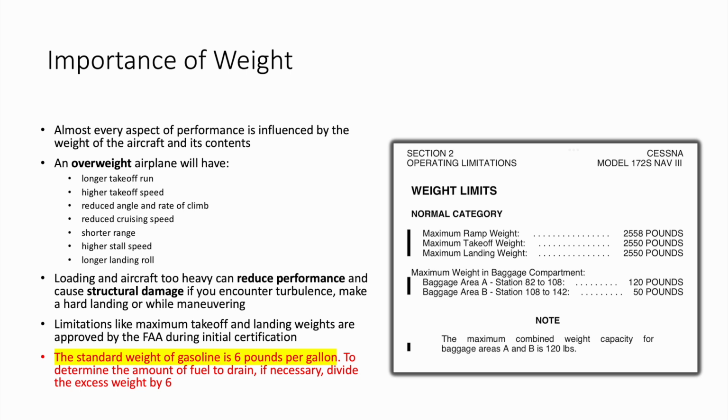it's going to require a higher takeoff speed for the aircraft to even lift off and continue climbing. You're going to have a reduced cruise speed, reduced angle and rate of climb, shorter range. So your en-route range is going to be much shorter. The plane's going to stall at a higher airspeed, and your landing roll is going to be longer. The reason for that is it's much harder to stop a heavier aircraft than it is a lighter one.